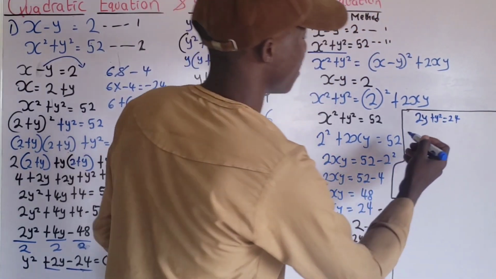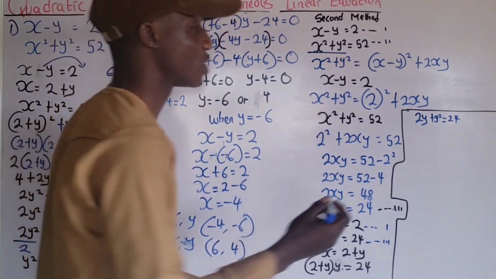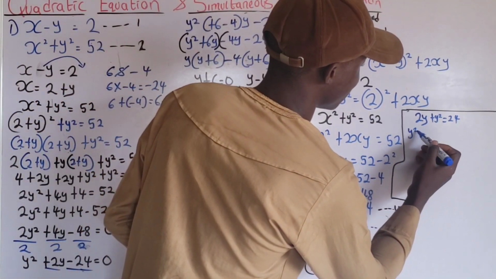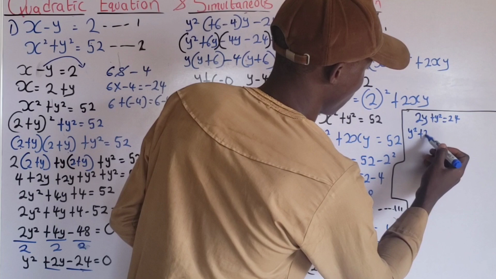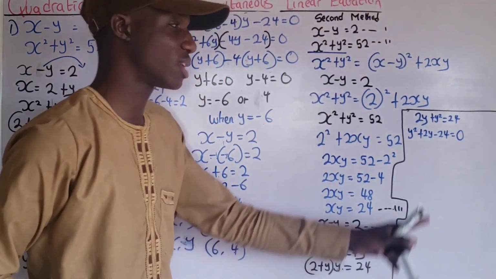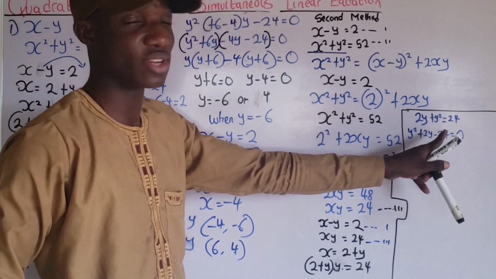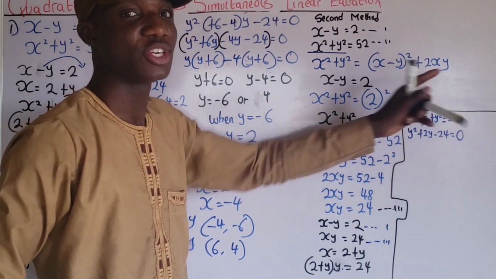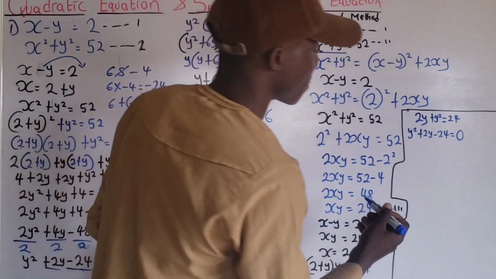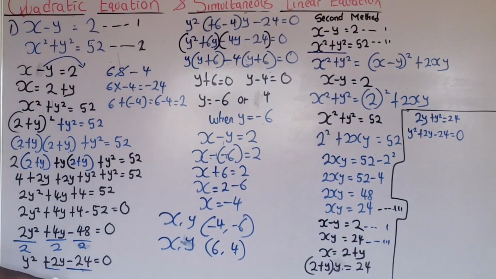So now I'm going to rearrange the equation into the form of a quadratic equation. So I'm going to have y squared plus 2y minus 24 equals 0. I'm very sure you understood how I got here. I just bring this 24 to the left hand side of the equation and the positive sign changes to negative sign. So now I'm going to solve this using the factorization method like we did when we got here.